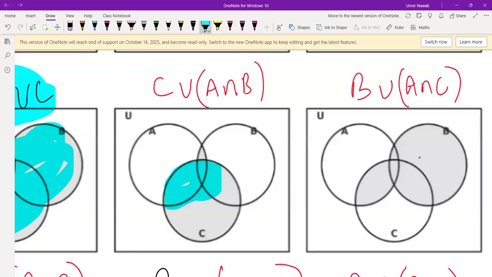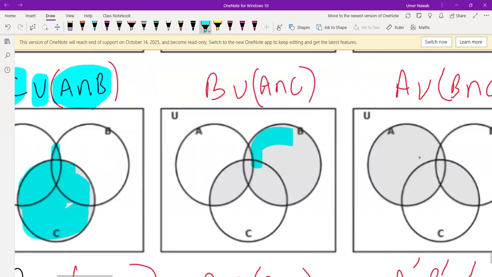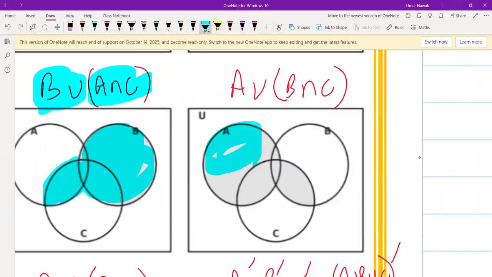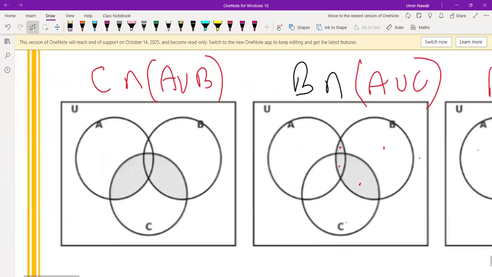This portion, he covers complete C. That's why I wrote C union. I want to take this part, so A intersection B. Guys, you can see now I have taken the complete B set. So that's why I wrote B union along with what? A intersection C. I'm taking the complete A set. That's why I wrote A union. And I'm taking the intersection with B and C. Next, he is taking a part of C.